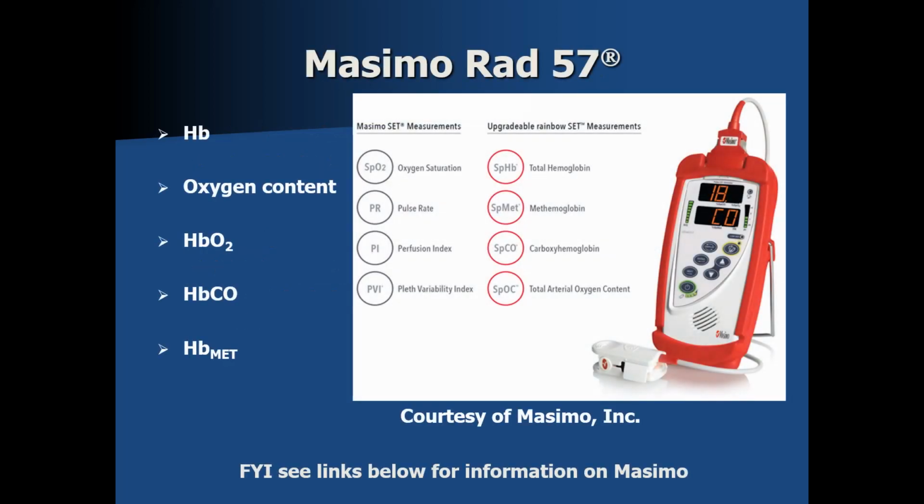This slide shows one brand of pulse co-oximeter. This is the Masimo Rad 57, which will monitor the oxyhemoglobin, the carboxyhemoglobin, as well as the methemoglobin. I believe that every emergency room should have some type of monitor like this.